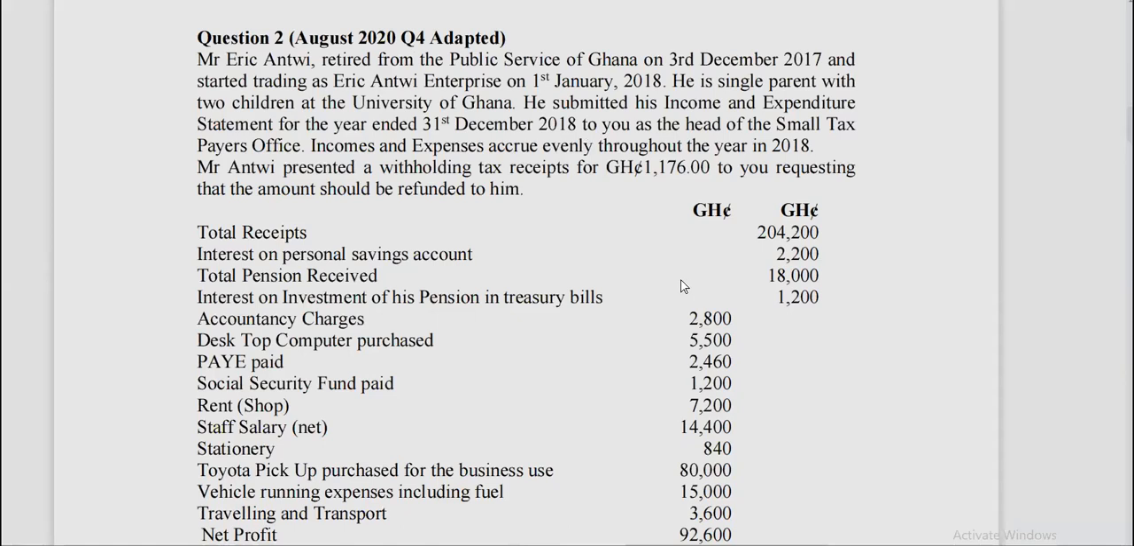So in this session we are looking at August 2020 question 4 adopted. Now it says Mr. Eric Entry retired from the public service of Ghana on 3rd December 2017 and started trading as Eric Entry Enterprise on 1st January 2018. So he is a single parent with 2 children at the University of Ghana.